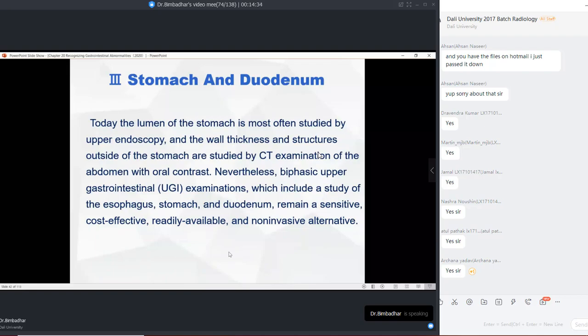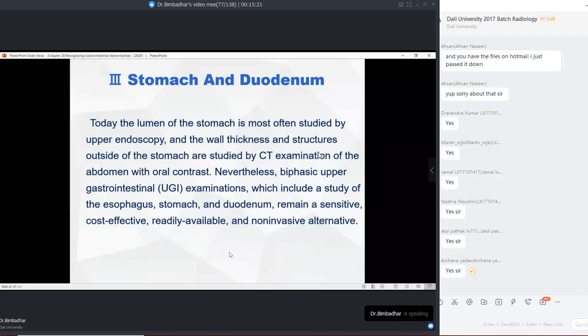But compared to that, the biphasic upper gastrointestinal tract examination technically does not possess any kind of risk except for radiation risk. Even the radiation risk is in a controlled environment and is completely negligible these days. So it is cost effective, sensitive, and the best non-invasive alternative, whereas endoscopy is a completely invasive technique. It has 100% sensitivity and specificity in detecting pathology of the stomach and the duodenum, but still it has a higher risk.